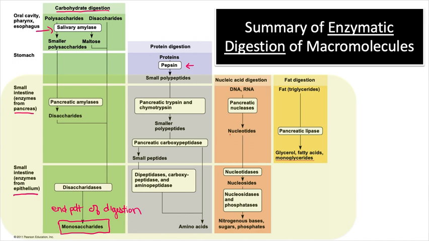Protein digestion also completes in the small intestine. Smaller peptides get broken down into even smaller peptides, and then those peptides are eventually broken down into their basic monomer subunits, the amino acids. So amino acids are the monomers of proteins, and they are the end product of protein digestion. The names of the enzymes involved in protein digestion are going to be called peptidases or proteases. So if you see the word peptidase, know that it's breaking down peptides or proteins.